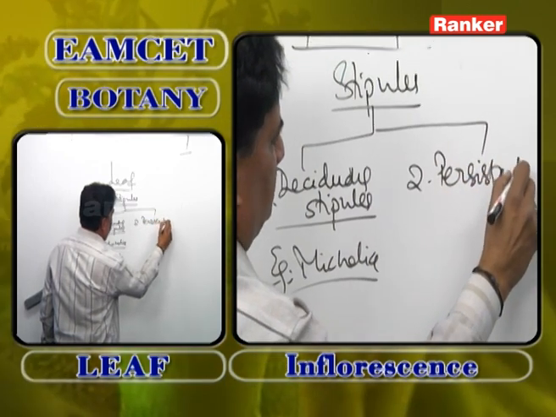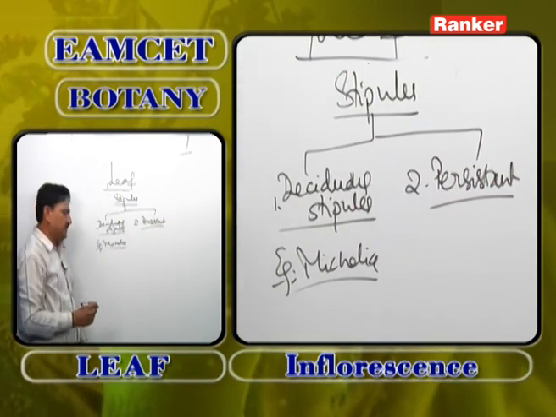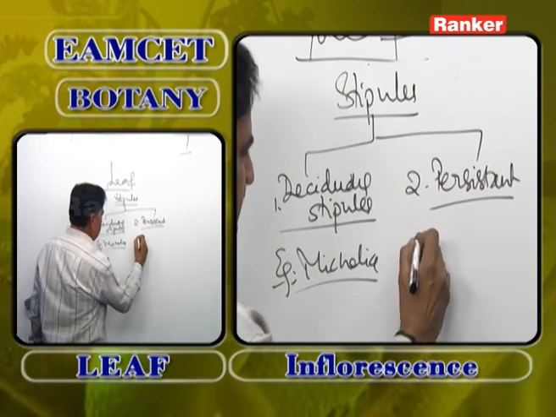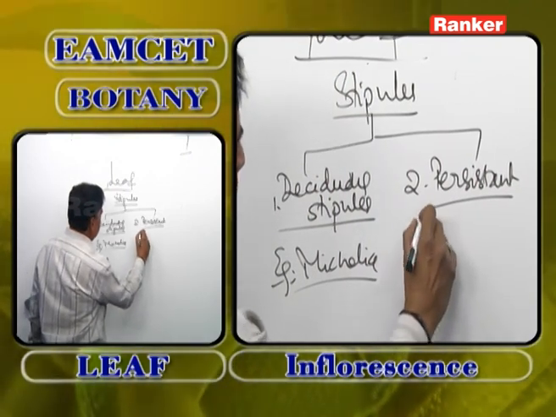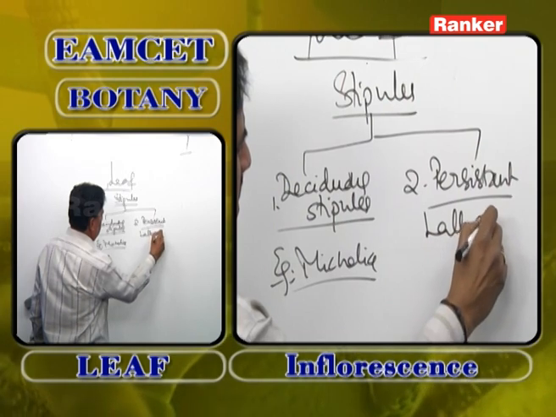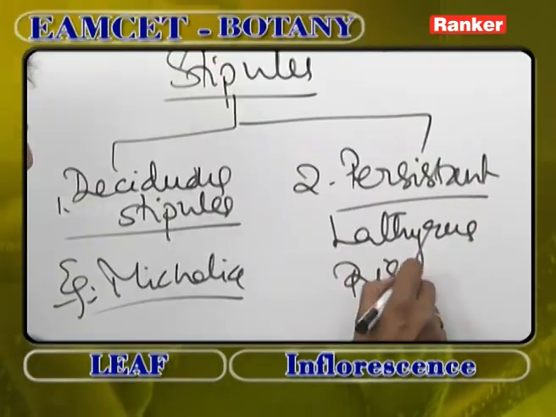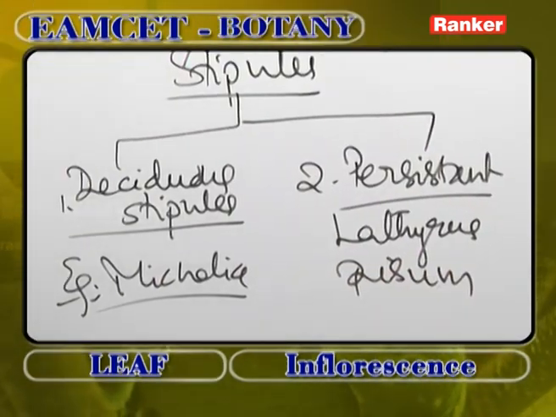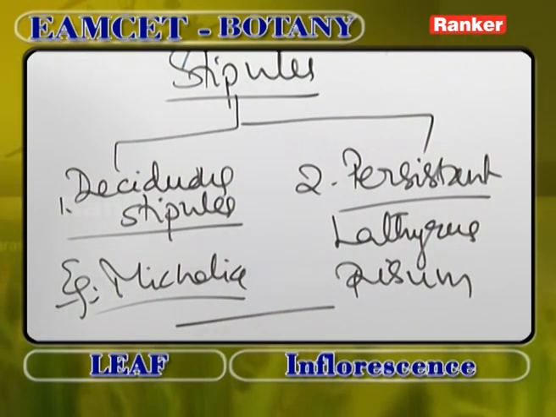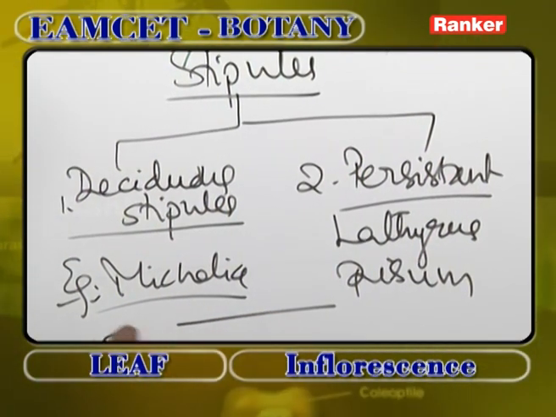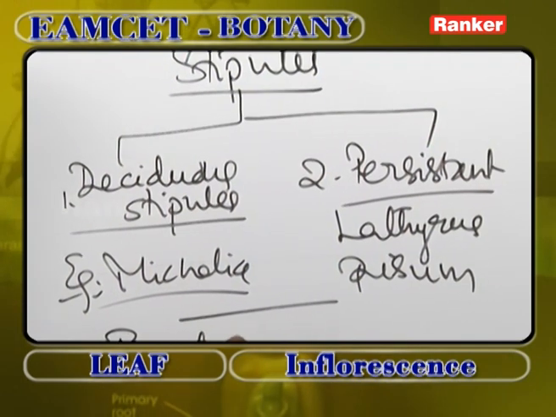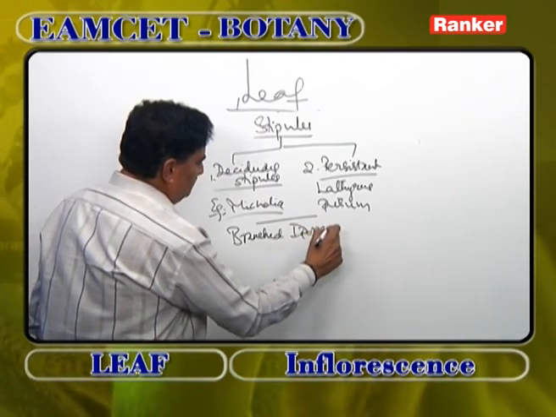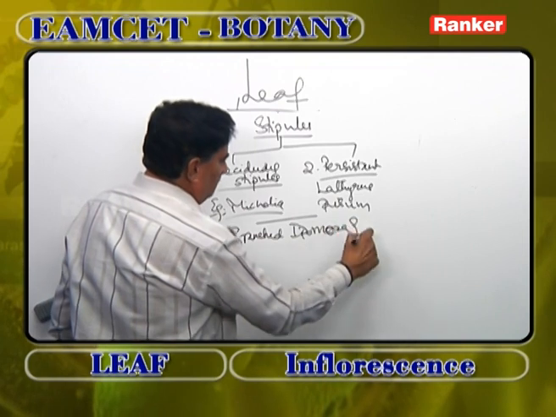Persistent stipules means stipules remain even after the expansion of the leaf lamina. Persistent stipules are found in Lathyrus and Pisum, where the stipules perform photosynthesis. Now, normally stipules are very simple, but stipules are very much branched in Ipomoea, Quamoclit.